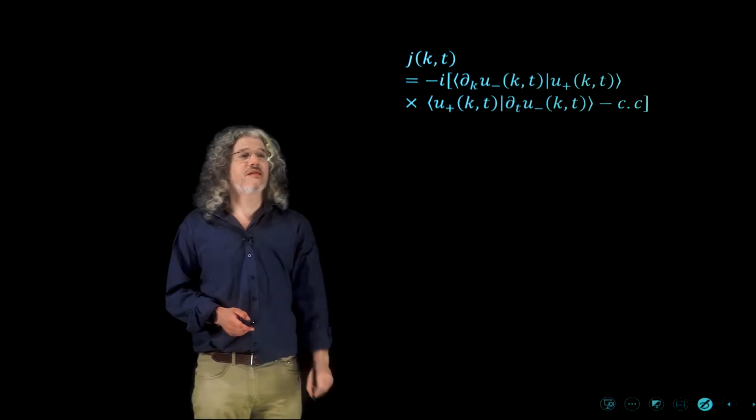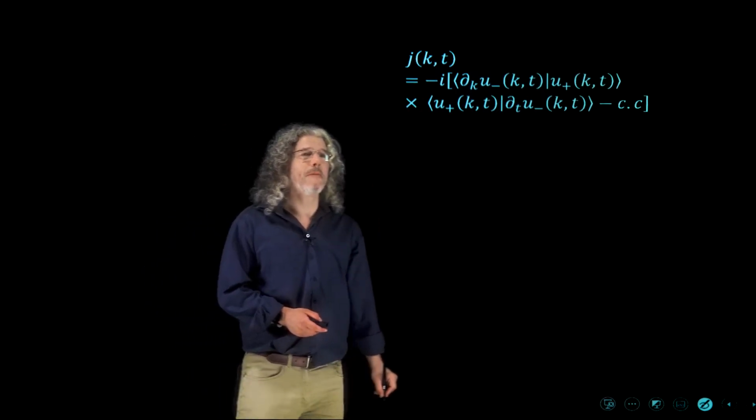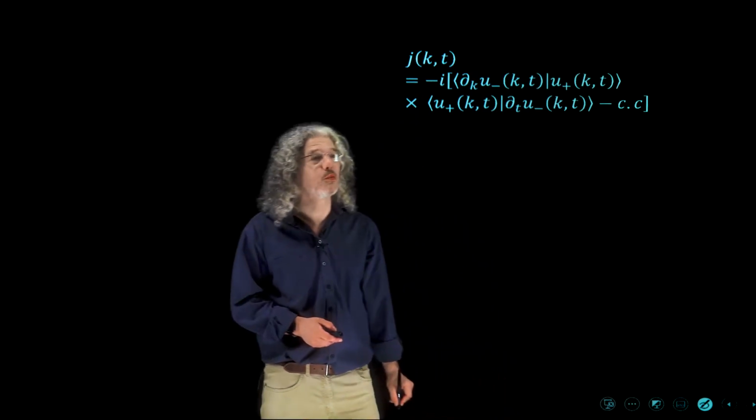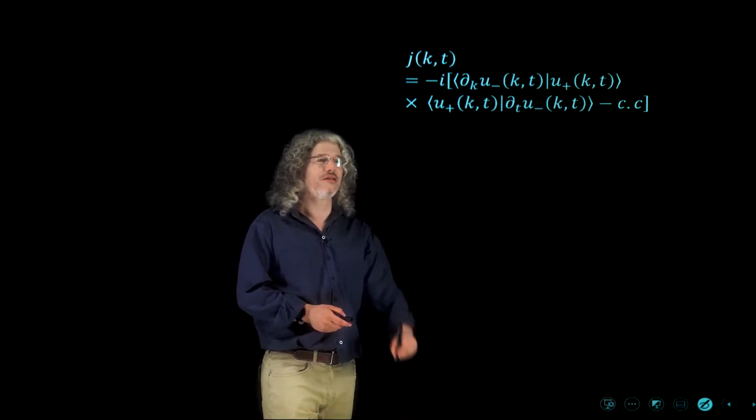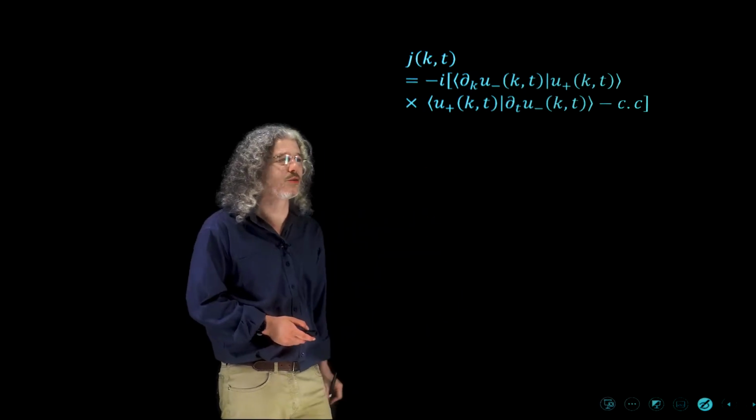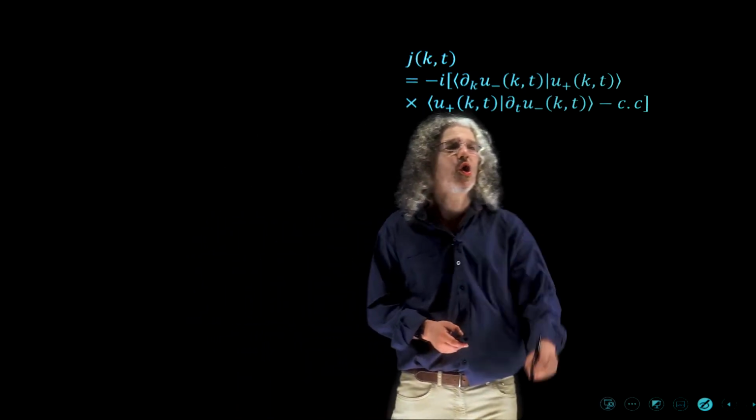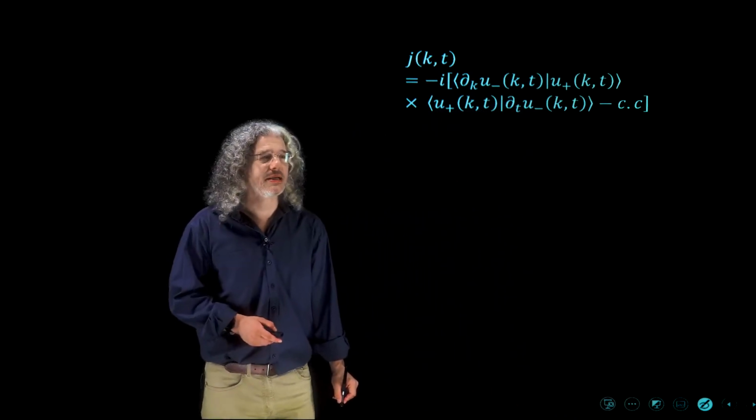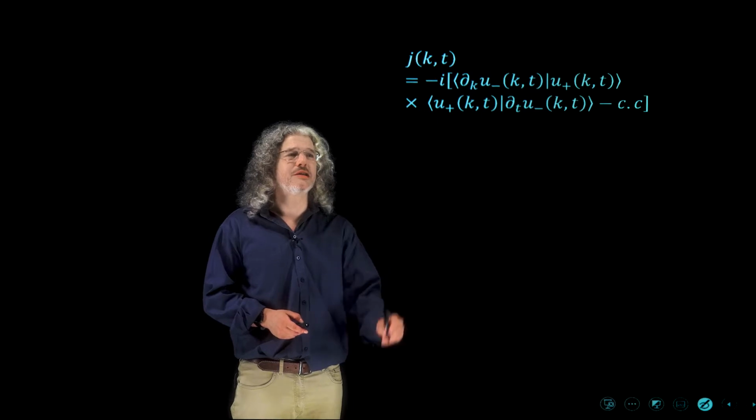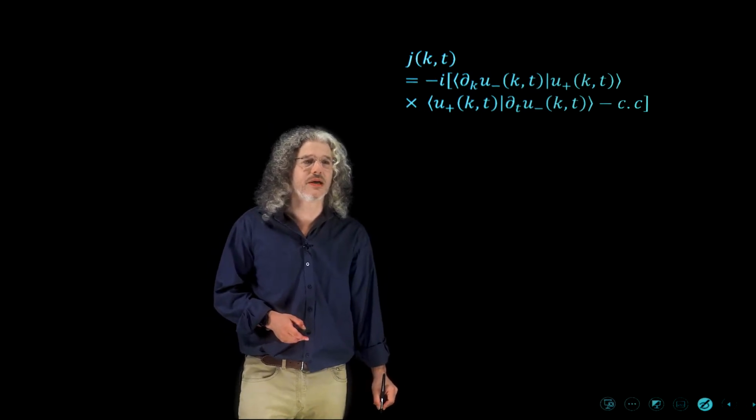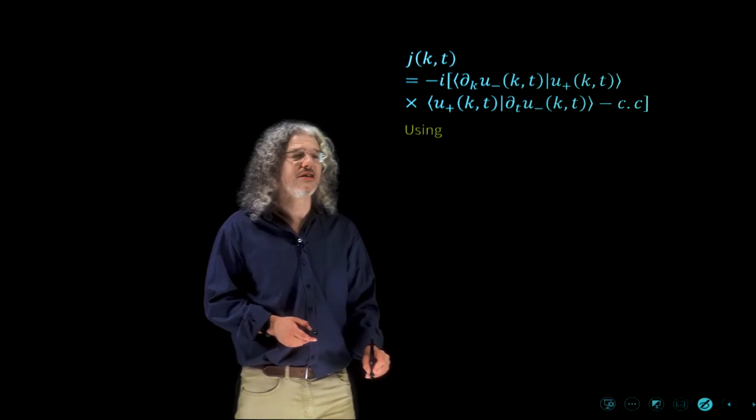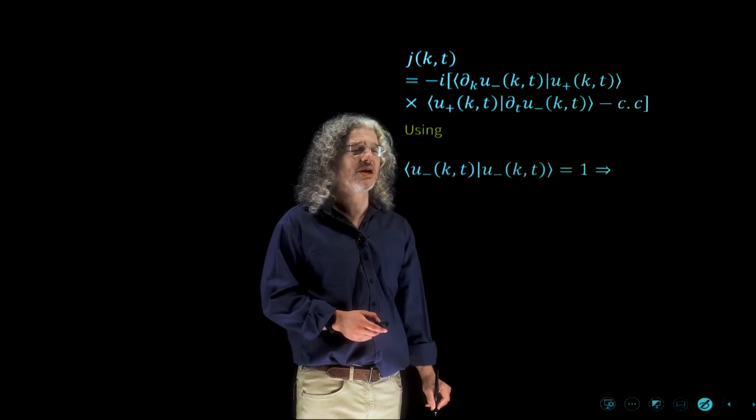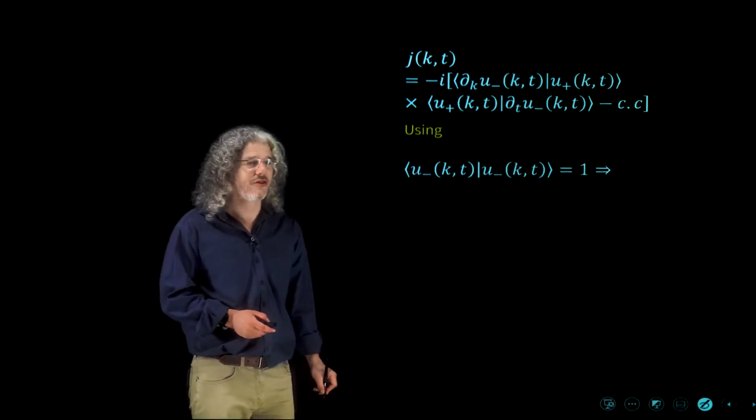So we get this expression for j_kt: minus i times ∂_k u_minus times u_plus times u_plus ∂_t u_minus, minus the complex conjugate. This is just a summary of all the formulas that we had so far. Now this is not the final story. We can actually simplify this expression further, and this is done by using the fact that u_minus is a normalized function.